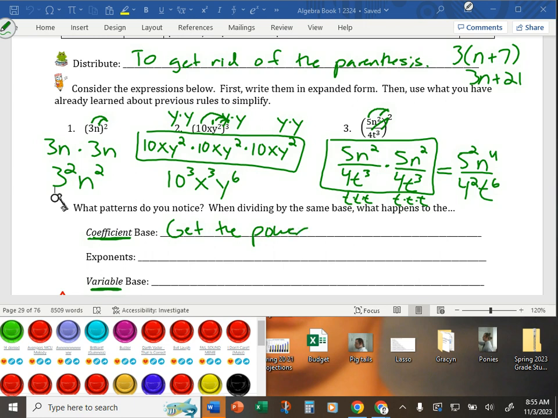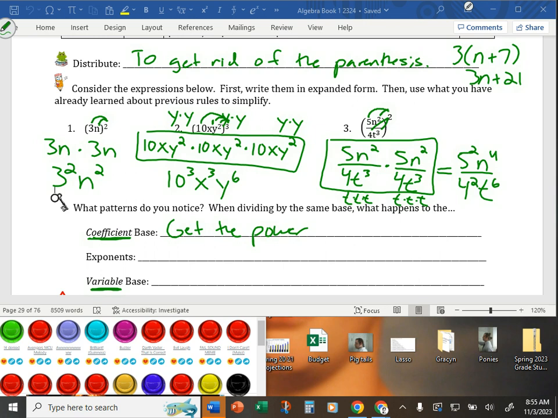Okay? They get the power. Meaning the 3 got the 2, became 3 squared. The 10 got the 3, became 10 cubed. The 5 got the squared. The 4 got the squared, became 5 squared and 4 squared. All right, so those numerical bases, the coefficient bases, they get the power.